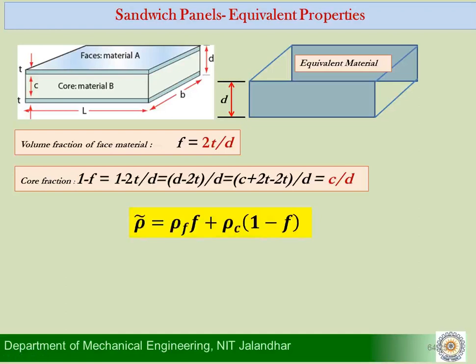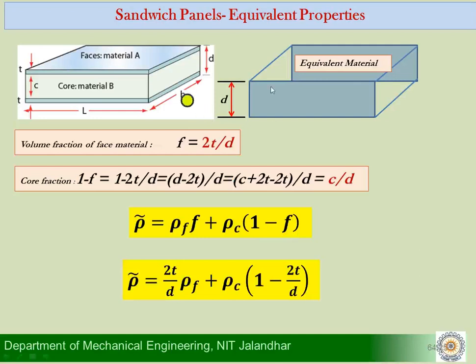Based upon this, we have already said that the density calculation can be simply done by using the simple rule of mixtures, and it has helped us in finding out the density of the composite material also. And based upon that, I can simply say that rho bar, the density of the sandwich here, will be nothing but rho f into f, that is the density of the face material into the volume fraction of the face material, plus rho c, the density of the core material, into 1 minus f.